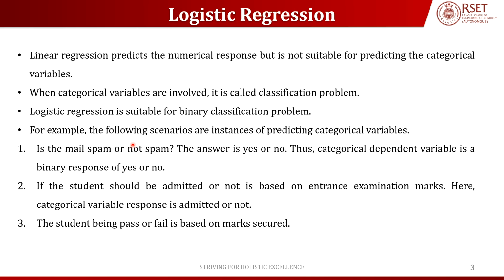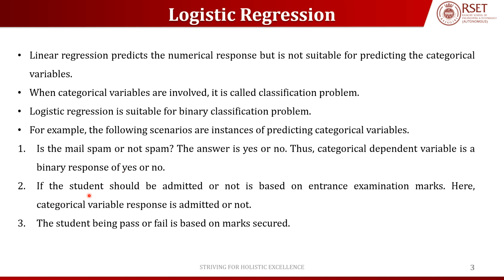Here are some example scenarios where we can apply logistic regression. For example, to check whether a mail is spam or not. Here the answer will be either yes or no. That is, it is either a spam mail, yes, or it is not a spam mail, no. So the categorical dependent variable is a binary response of yes or no. Only two classes are there for classification, and that is why we can apply logistic regression here.